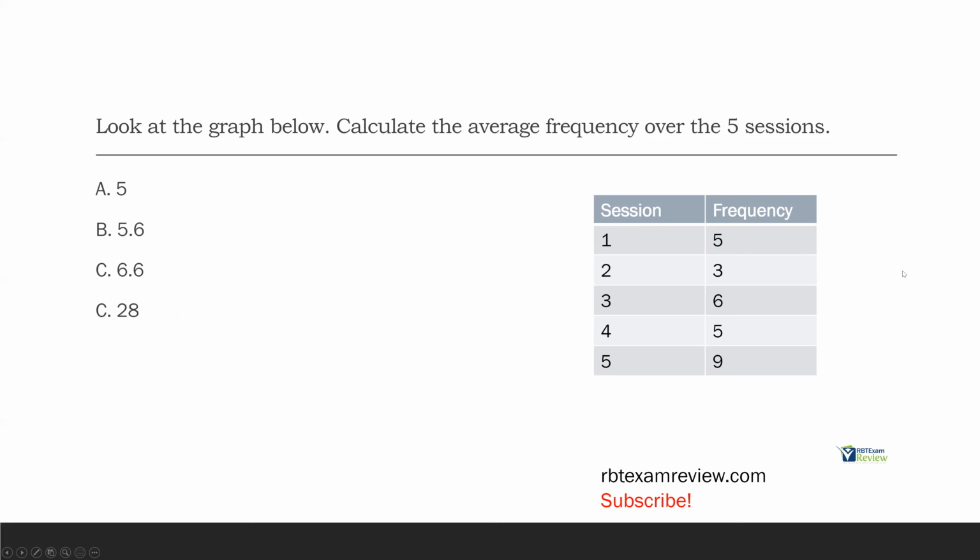So we're going to add 5 plus 3 plus 6 plus 5 plus 9. It's going to give us 28 total frequency. Divide it by our data points, 5. It's going to give us 5.6. Not 5, not 6.6, not 28, which is our total, 5.6. You need to know averages. You need to know how to find average frequency, duration, latency, rate, and interresponse time. Hint, average never changes. If you don't know how to find average, go learn it. Learn it. It's important. Okay. Again, add up all your data points, divide it by the total number of data points, and that's going to give you your average frequency. So in this case, the average frequency is 5.6.